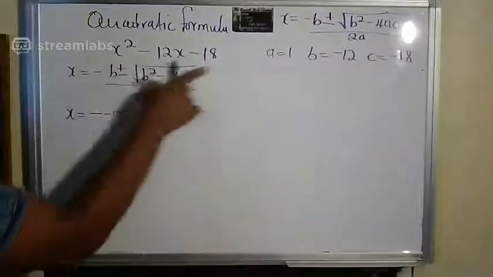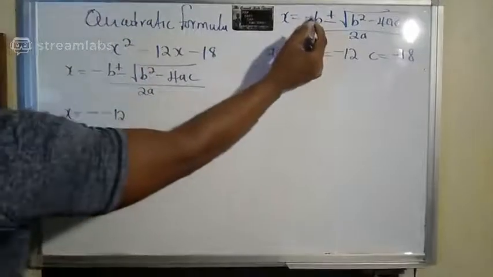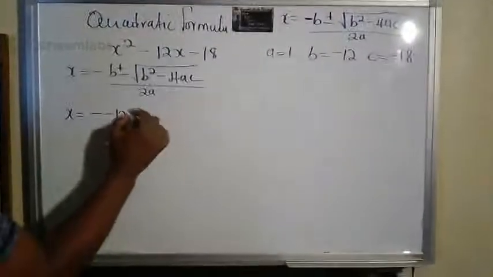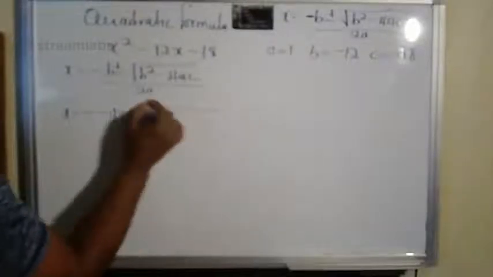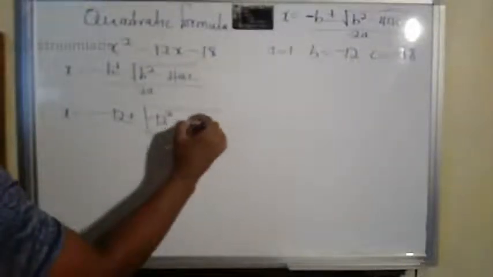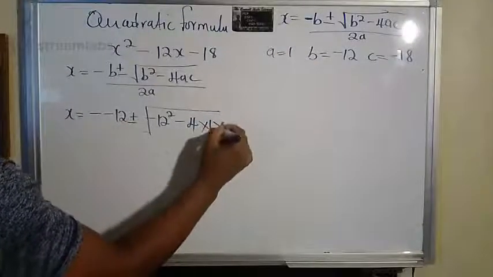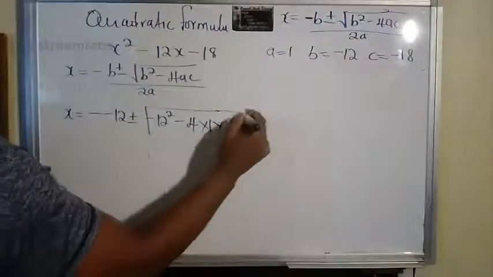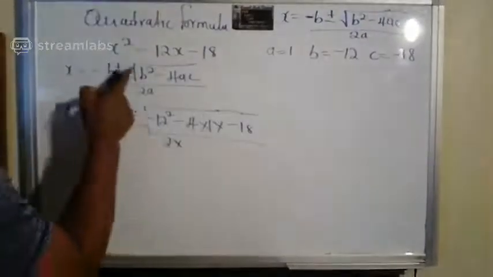Alright, so now we have B as negative 12, so we still have to put a negative there, because the negative is a part of the formula. So we must have it in. So plus or minus the square root of negative 12 squared, minus 4 times A, which is 1, times C, which is negative 18. As I said before, all divided by 2 times whatever A is.